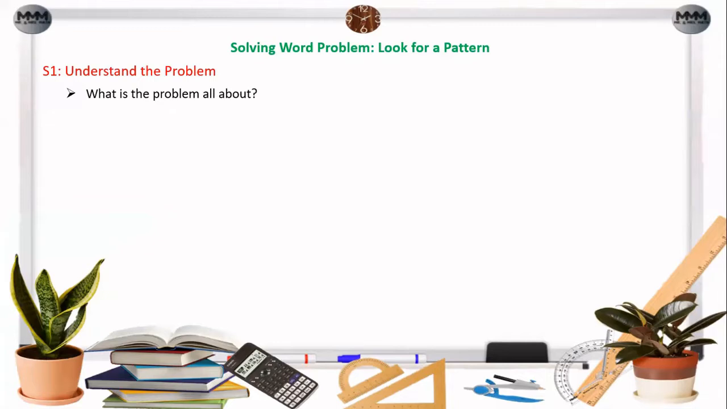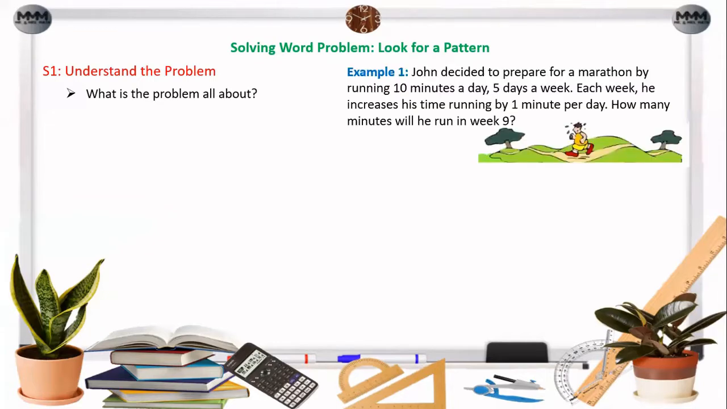What is the problem all about? So let's try to consider here an example. John decided to prepare for a marathon by running 10 minutes a day, 5 days a week. Each week, he increases his time running by 1 minute per day. How many minutes will he run in week 9?